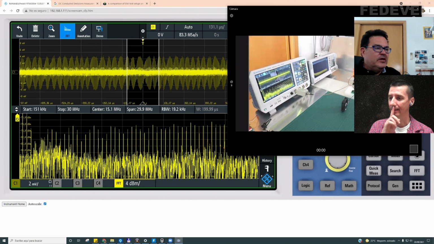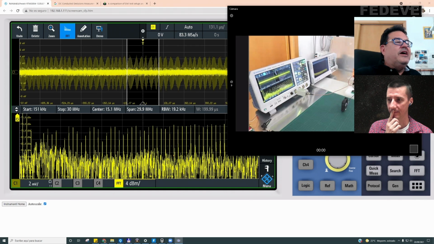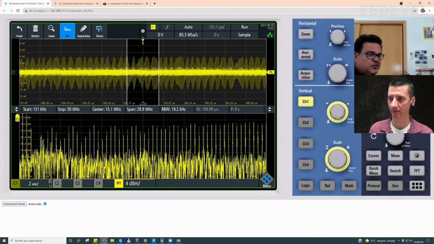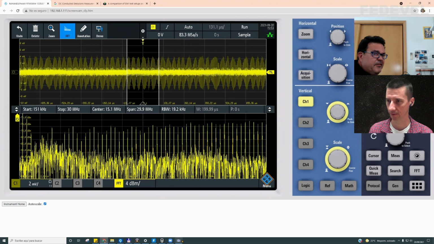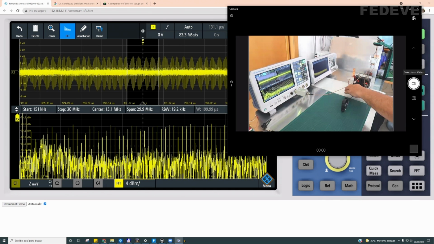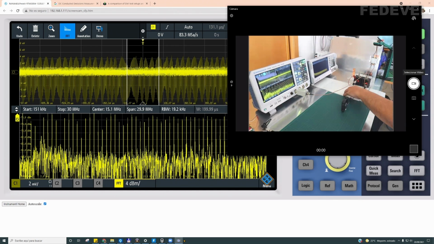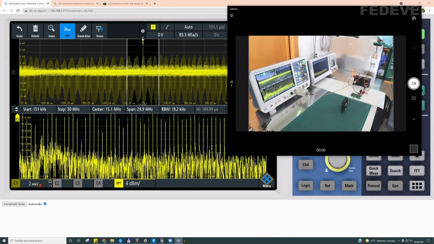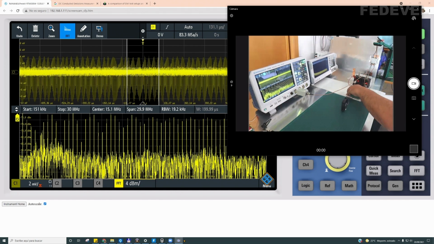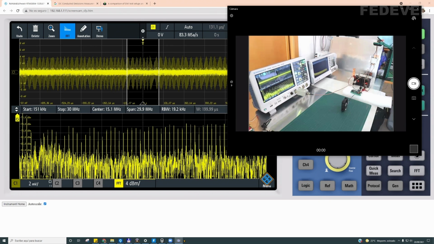So this is the idea. You can see that the FFT is very fast. If you change something, it changes. For example, if I move my product close to the circuit, the noise increases, you see? Remember the effect of the common mode. If I increase the distance, the noise decreases automatically in real time.